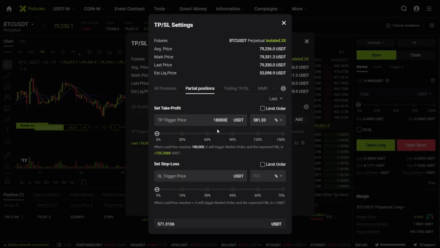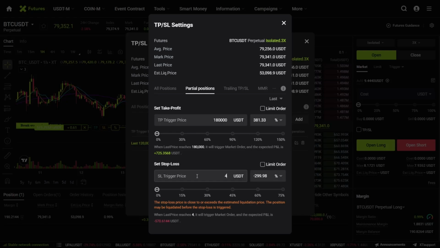This will mean if Bitcoin hits this price, we will be fully sold out of our position. On the downside, we're going to give it some more room as well, because if Bitcoin does go down, we still want to give it some price room to recover. Again, if Bitcoin does go past 40,000 though, we will be fully sold out of our position.